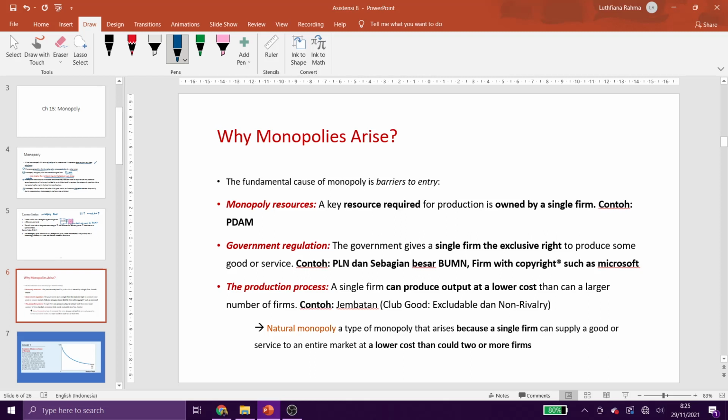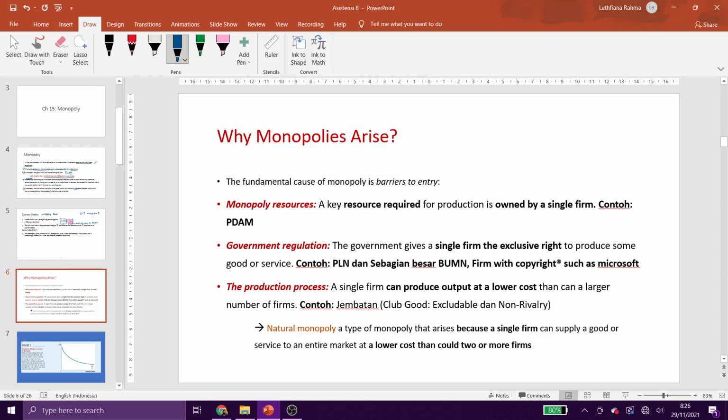The barriers to entry could take many forms. The first is monopoly resources. Monopoly resources means that a key resource required for production is owned by a single firm. For example, we have the Water State Corporation, or PDAM, Perusahaan Daerah Air Minum. This PDAM owns the resources to provide clean water for society.